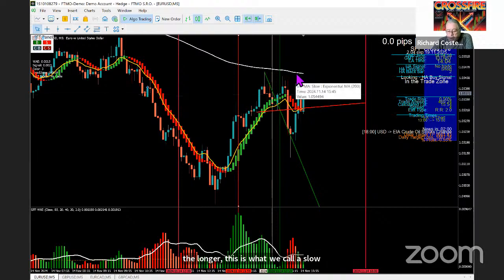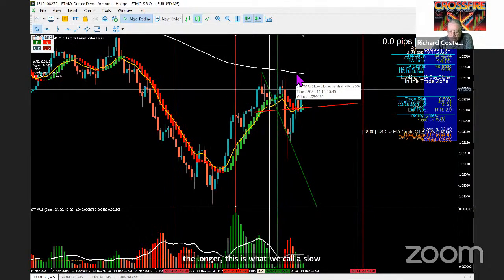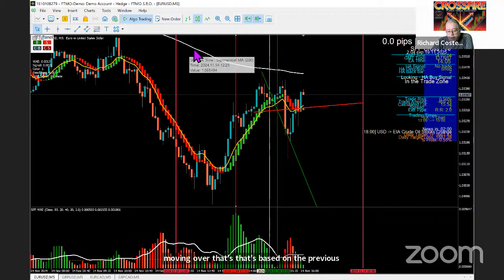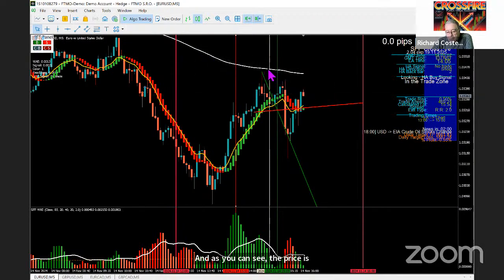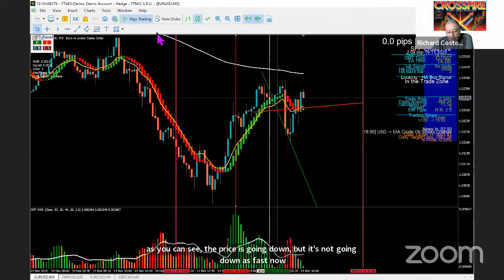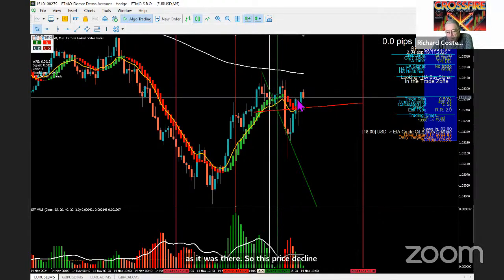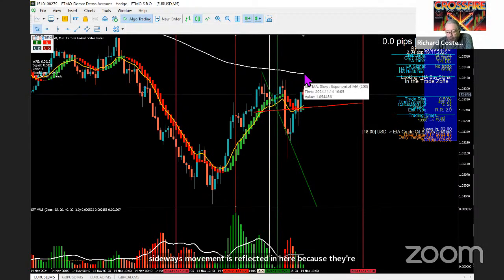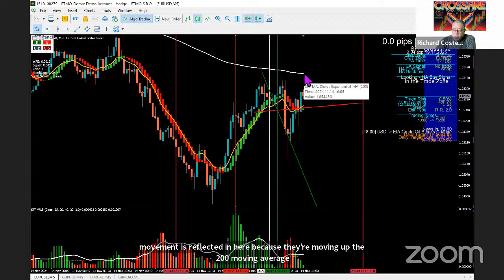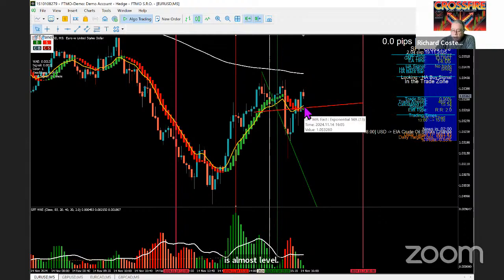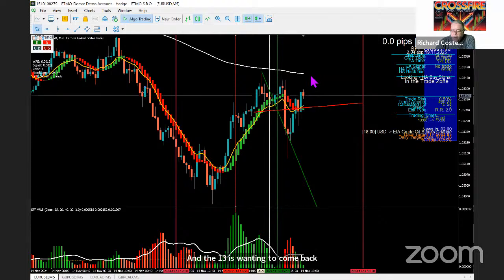That's based on the previous 200 candles, and as you can see, the price is going down, but it's not going down as fast now as it was there. So this price decline is reflected here. This price sideways movement is reflected here because the 200 moving average is almost level, not quite, but almost level. And the 13 is wanting to come back and at least touch the 200. It'll either bounce or break. It'll either bounce off the 200 or it'll break through it.